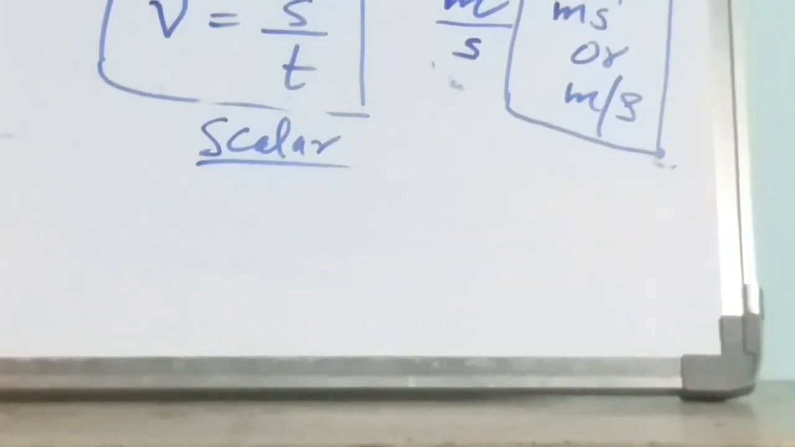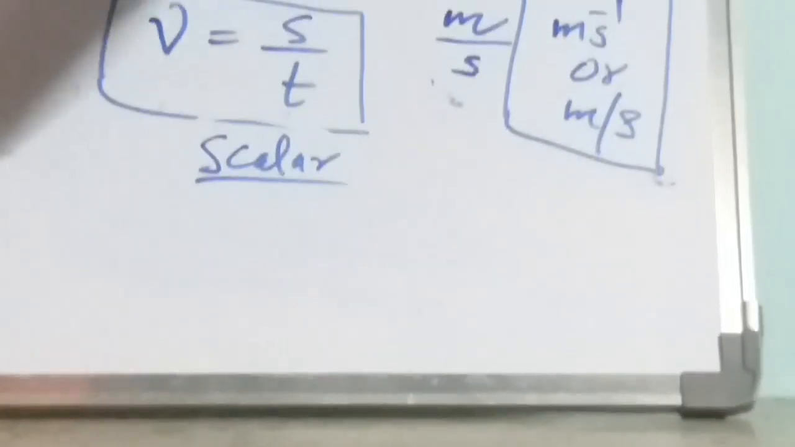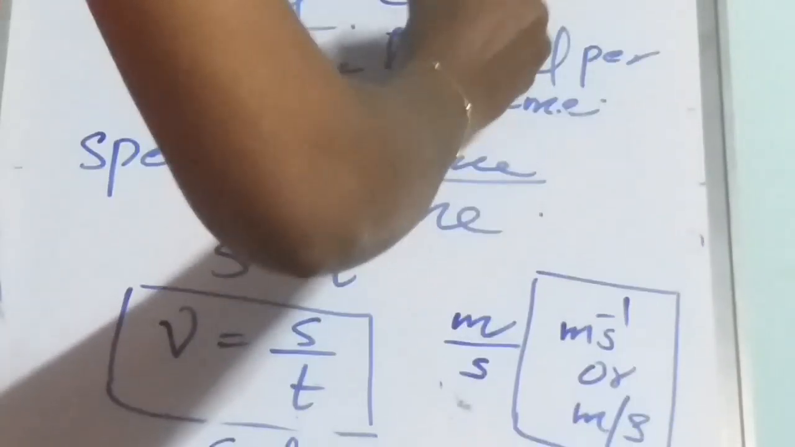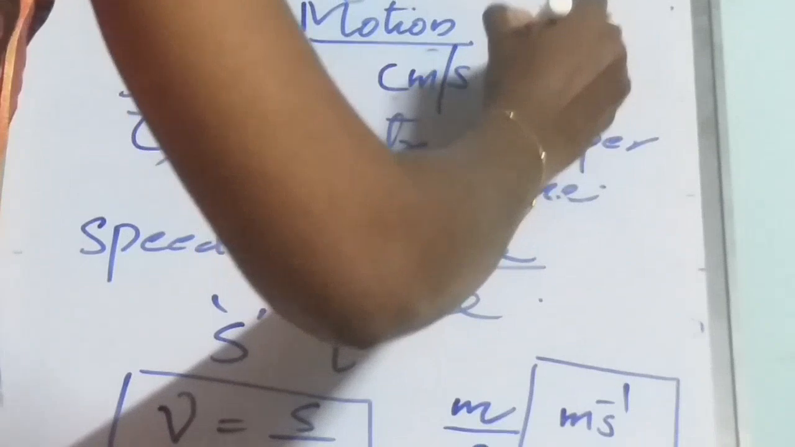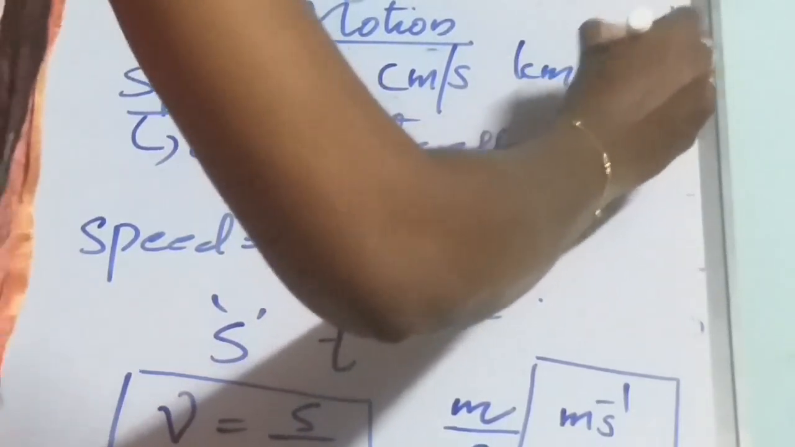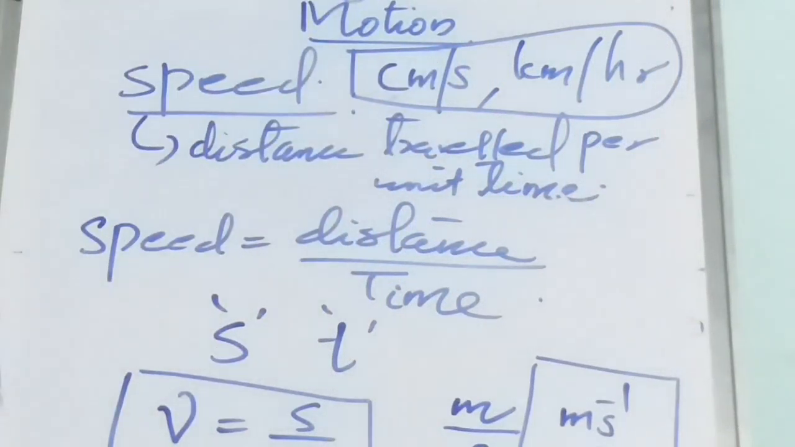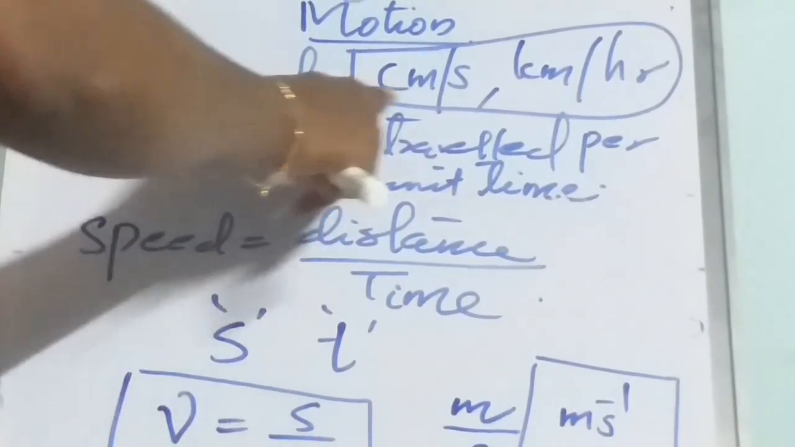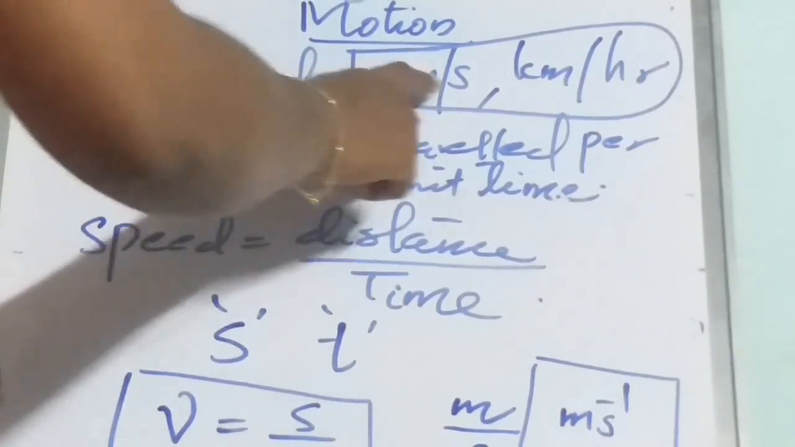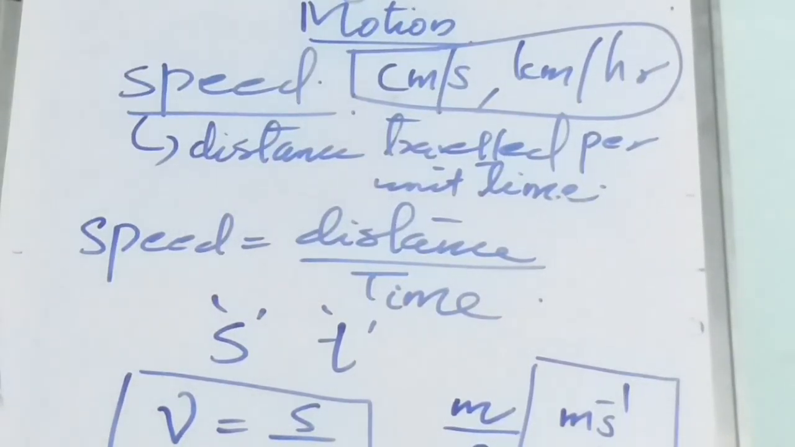Then other units of speed. We can use centimeter per second and also kilometer per hour. These are the other units of speed.